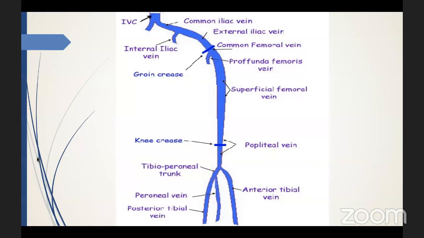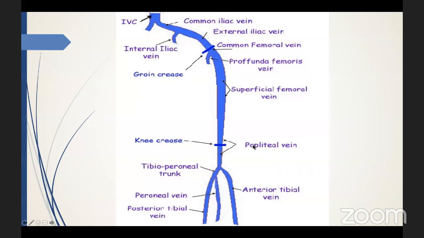It starts with the IVC at this point here, which is divided into 2 main vessels: right iliac vein and left iliac vein. Left iliac vein then bifurcates into internal and external iliac veins. External iliac vein ends where common femoral vein starts, and then bifurcates into 2: profunda or deep femoral vein, and superficial femoral vein, or femoral vein nowadays they call it. And they join at the adductor canal or Hunter canal.